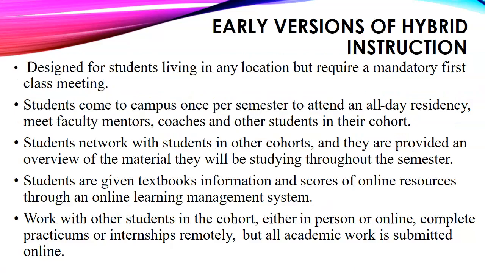Some of the earliest versions of hybrid instruction were designed for students living in any location. However, it may have required a mandatory first-class meeting, and these came in different formats. Sometimes students were asked to come to campus once per semester to attend an all-day residency, meet faculty mentors and coaches, and even other students in their cohort. Other formats allowed students to network with students in their cohort, and they provided an overview of the material that they would study throughout the semester.